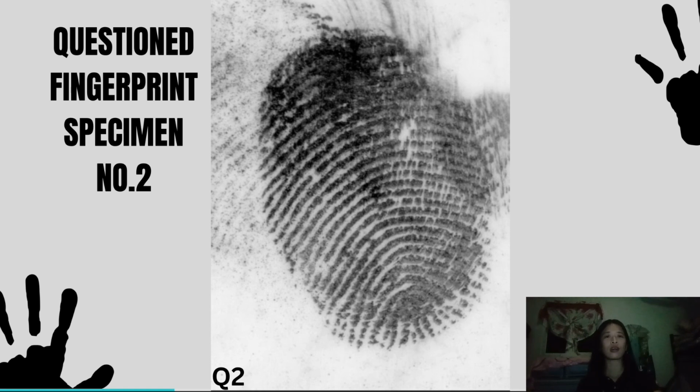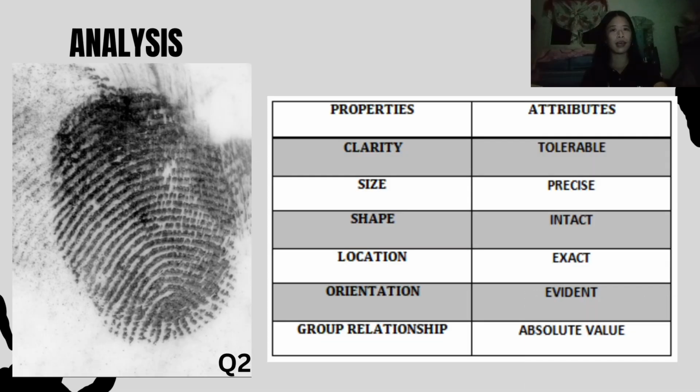To officially start the process, we will follow the ACE-V method, which stands for analysis, comparison, evaluation, and verification. Now, we will move on to the analysis. There are two columns there, and the first one is properties. The second column is attributes. As we can see on the screen, the first property is clarity.